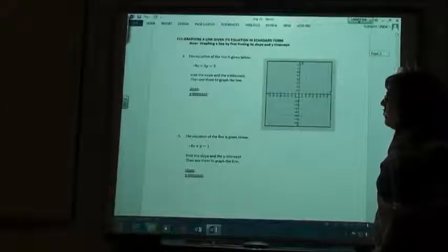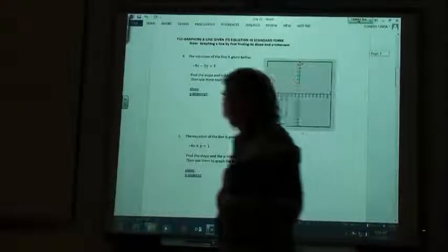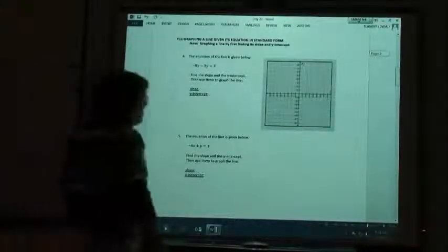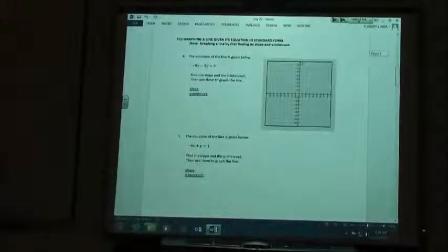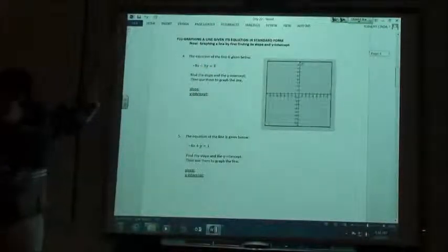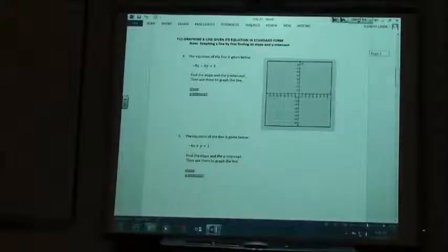So now they're going to have you basically doing the same thing to graph a line. They're going to have you graph the line by finding the slope and the y-intercept and using the slope and the y-intercept in order to draw your graph. So I'm going to start this problem the exact same way I just did the previous three problems.